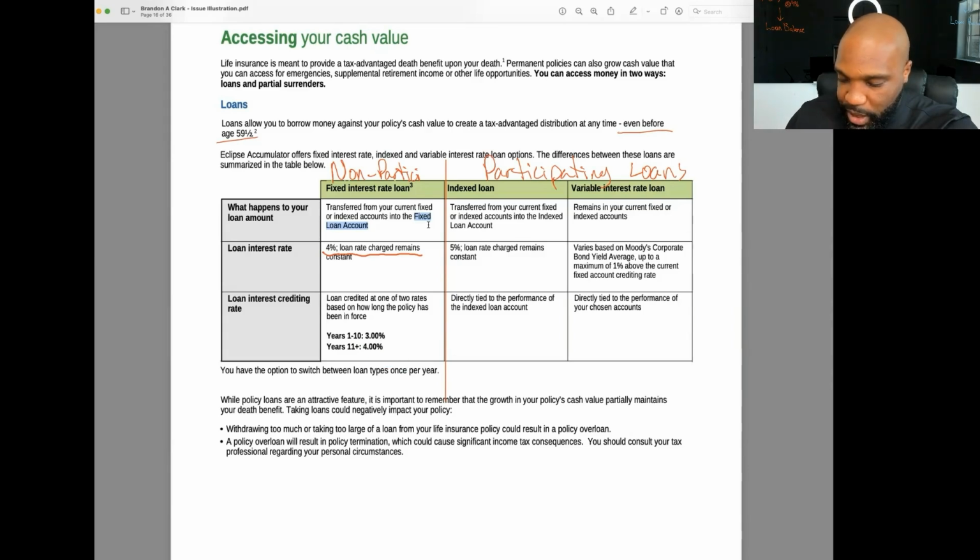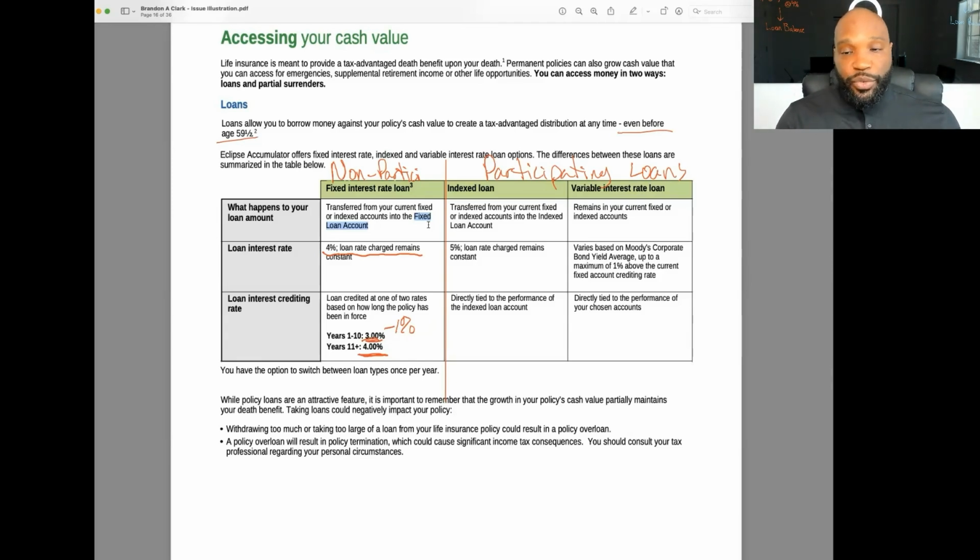If you take a fixed loan beginning in year 11, they're going to credit back 4%. So what does that mean? Well, if they're charging you 4% on your loan money, and then they're crediting you back 3%, that means it ends up costing you 1% for the year to borrow that money. And that's anytime you take a loan out in years 1 through 10.